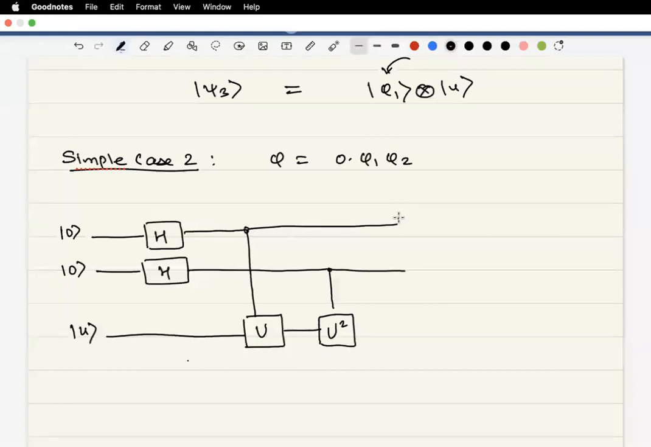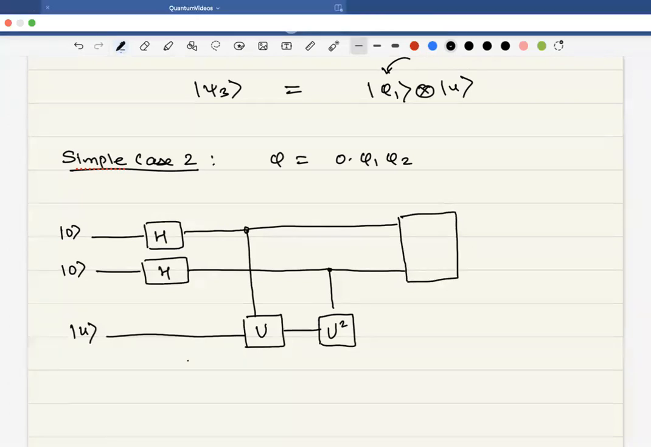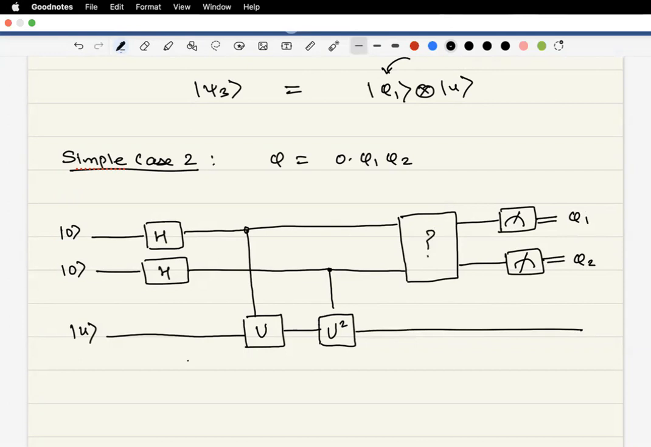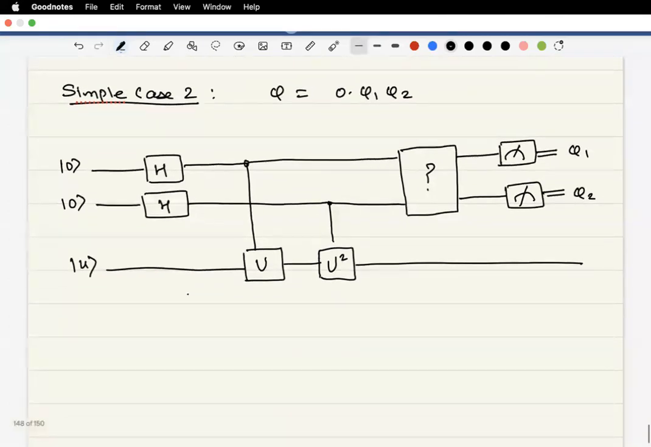And then we have a box over here, so there is some gate over here. And then finally, we do a measurement over here. And I claim that we'll get phi1 and phi2, the bits that we need, on the top 2 qubits. Right? This is right now unknown, but let's analyze this circuit.